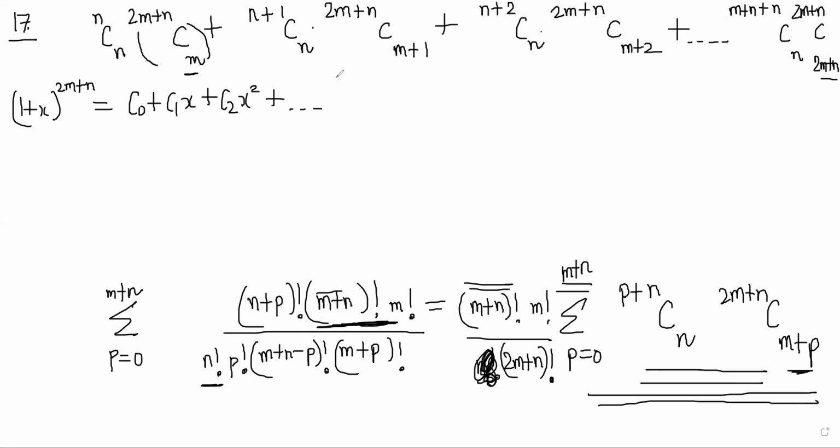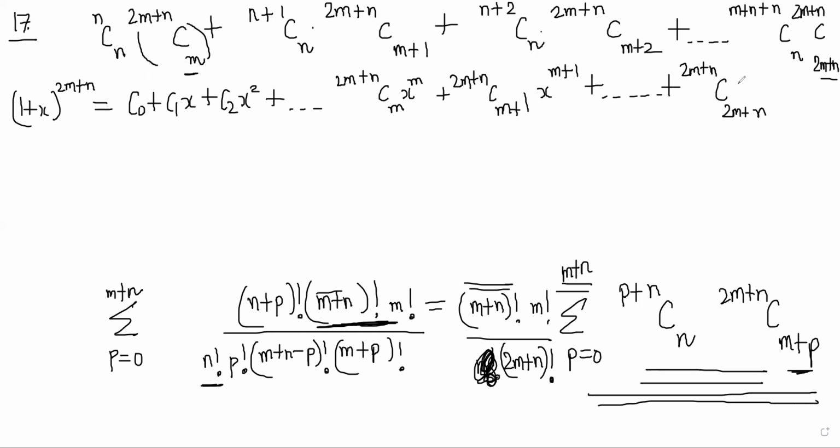Correct. So it will be 2m plus n c m x power m, and then 2m plus n c m plus 1 x power m plus 1, and so on, till 2m plus n c 2m plus n x power 2m plus n, right? The other series, if you see here, ncn, then n plus 1 cn, the values on top are increasing, right? And it is going up to this. So it is like saying n plus 1 c.